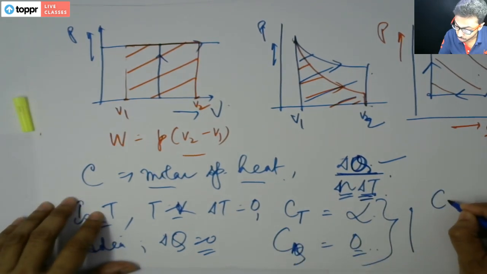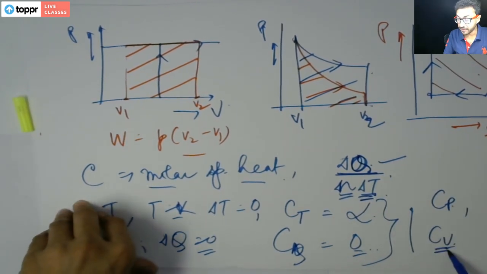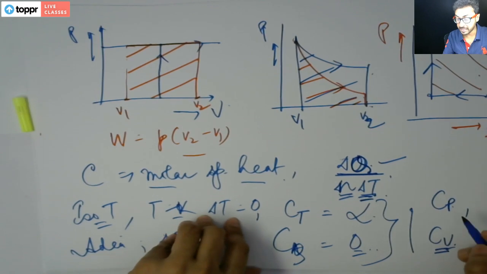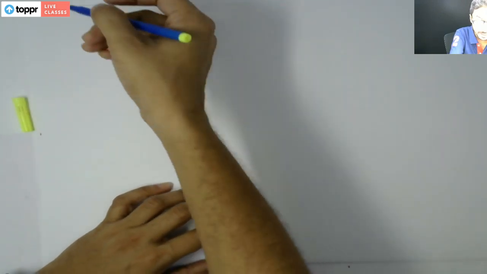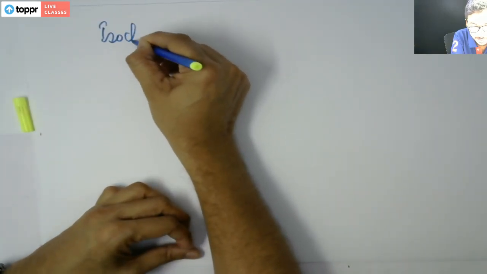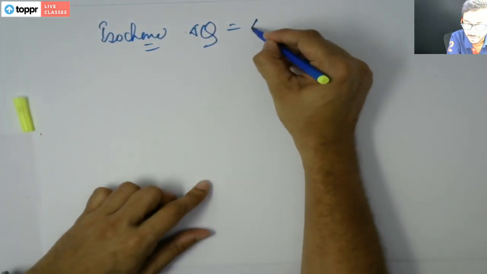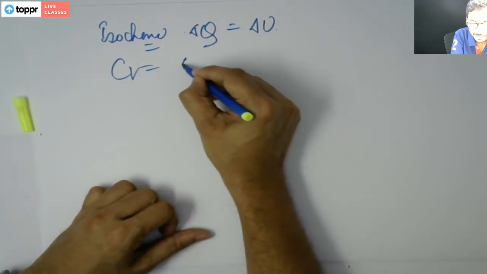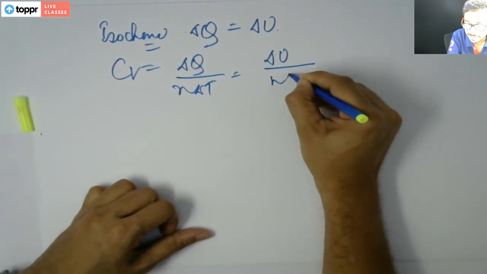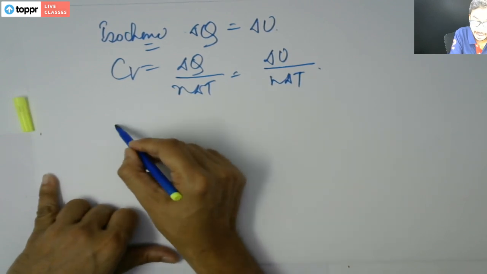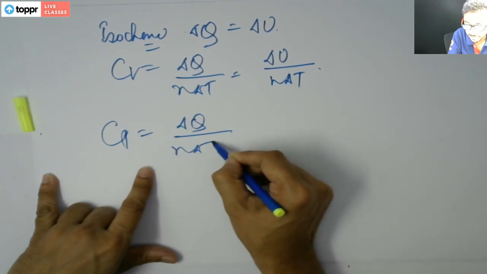So to specify this, we chose two things, CP and CV. CV is when the volume is constant and CP when the pressure is constant. Now when the volume is constant, that is the isochoric process, you must be remembering that for isochoric, del W is 0, so del Q is del U. So CV, which is del Q by n del T, becomes del U by n del T. And CP is del Q by n del T, right?